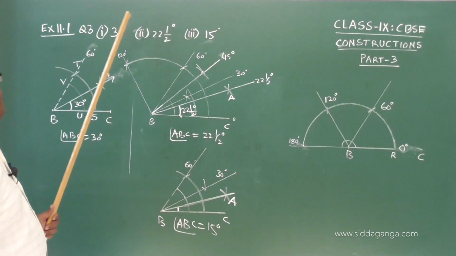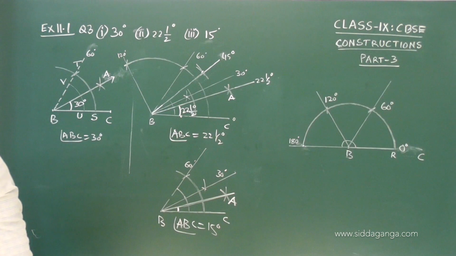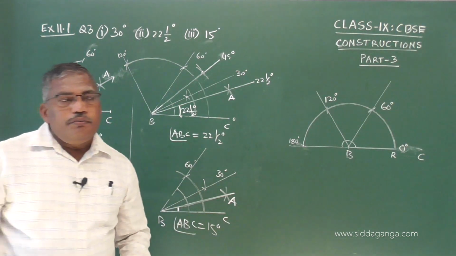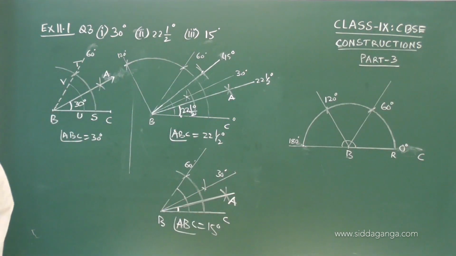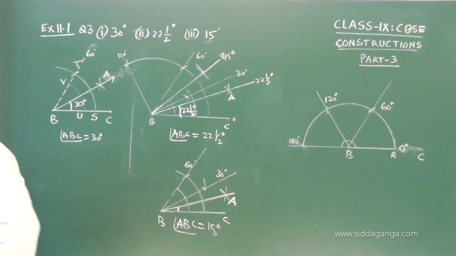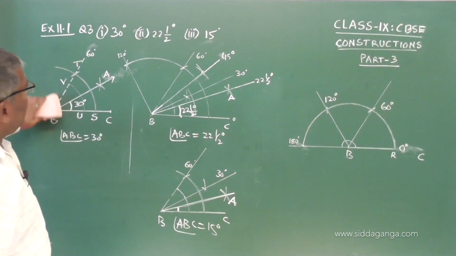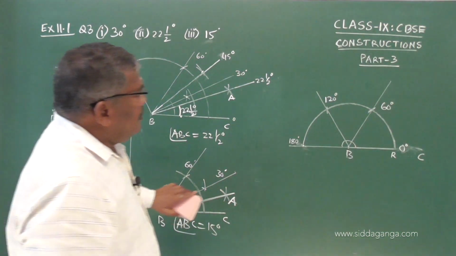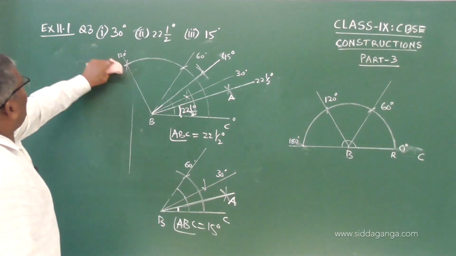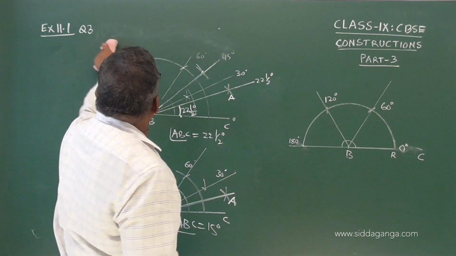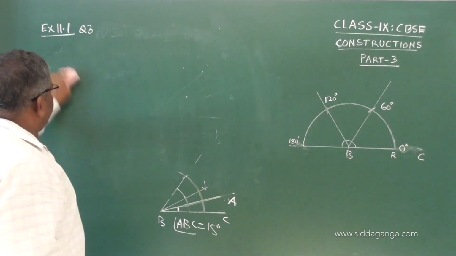So, we have completed all 3 in question number 3. So the procedure I have told you. So you have to write the description based on the earlier exercises which I have done. So this is the method of constructing 30 degree, 22.5 degree and 15 degree. Now I will give you hints about question number 4.